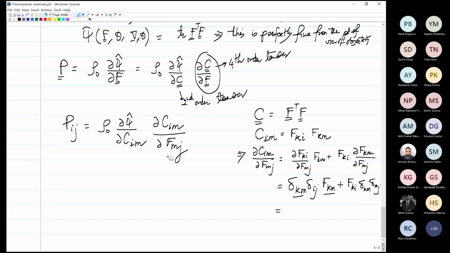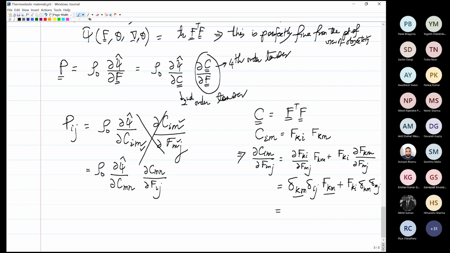Okay, here this should have been Fij, no? Nobody said to me. But also, see, right now it was Fmj, but then m is appearing three times. One, two, three. So this is not allowed. An index cannot appear more than twice, right? So we should have written it as rho naught del psi hat over del Cmn into del Cmn over del Fij. So this is how we should have written it.